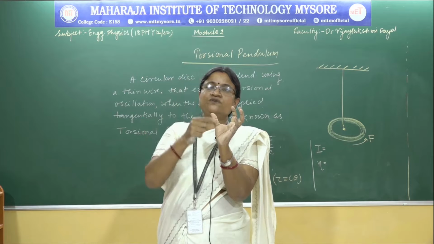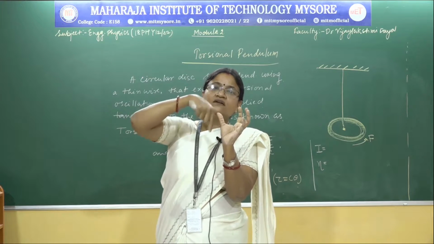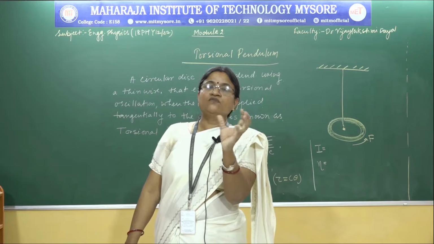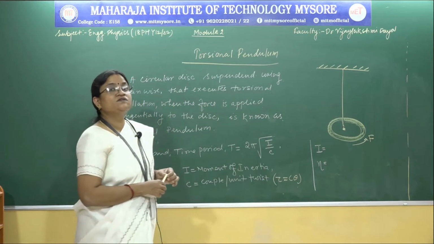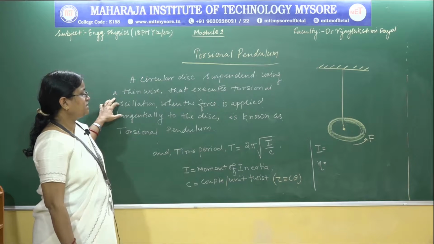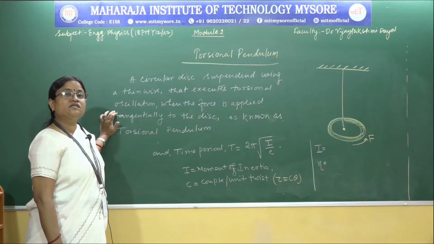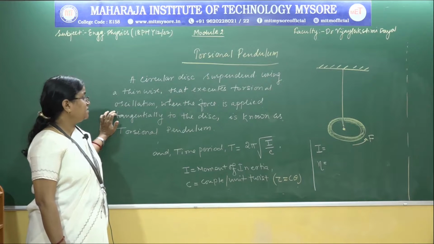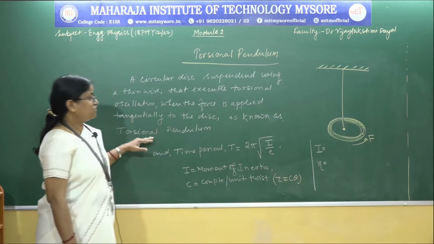Means due to the torsion produced in the wire, when the force is applied in the tangential or angular direction, the disc executes a harmonic motion, and hence this kind of system we call a torsional pendulum. So, a circular disc suspended using a thin wire that executes torsional oscillation, due to the twist or torsion produced in the wire when the force is applied tangentially to the disc, is known as a torsional pendulum.